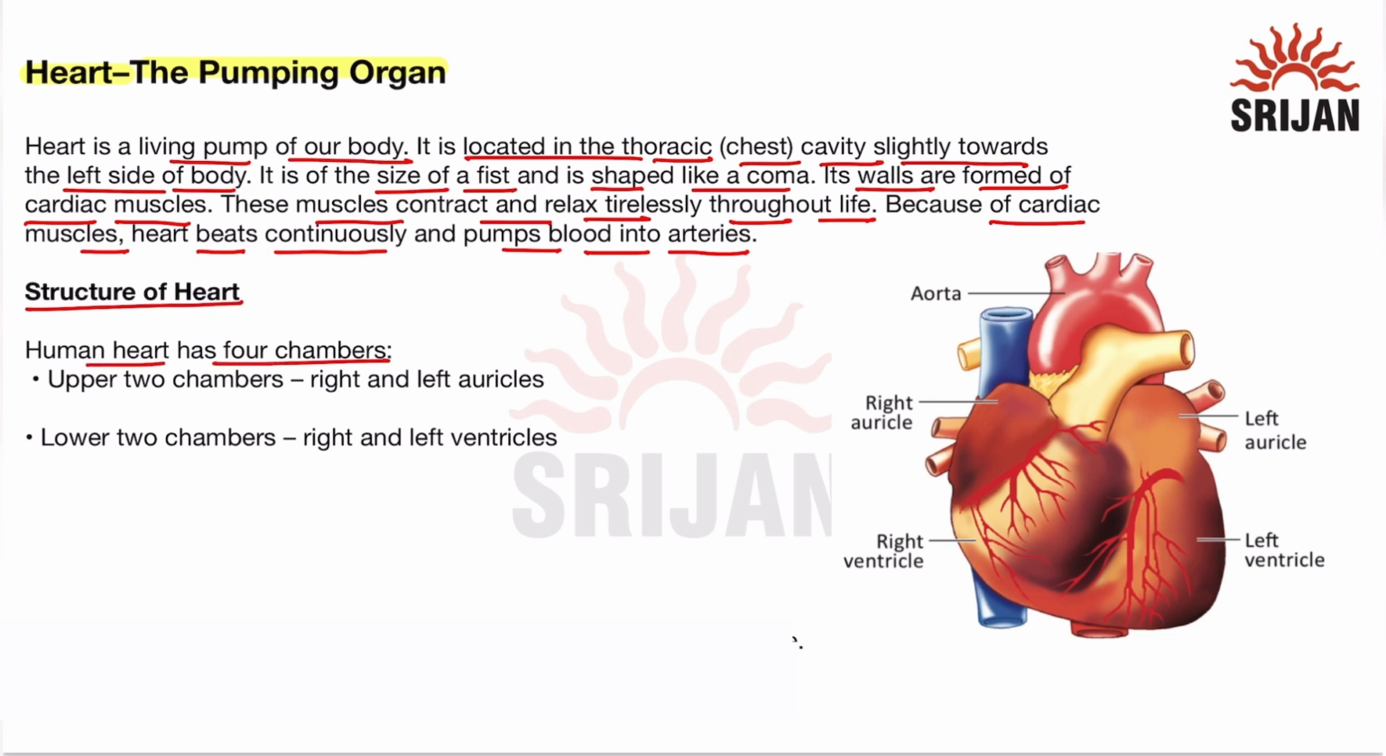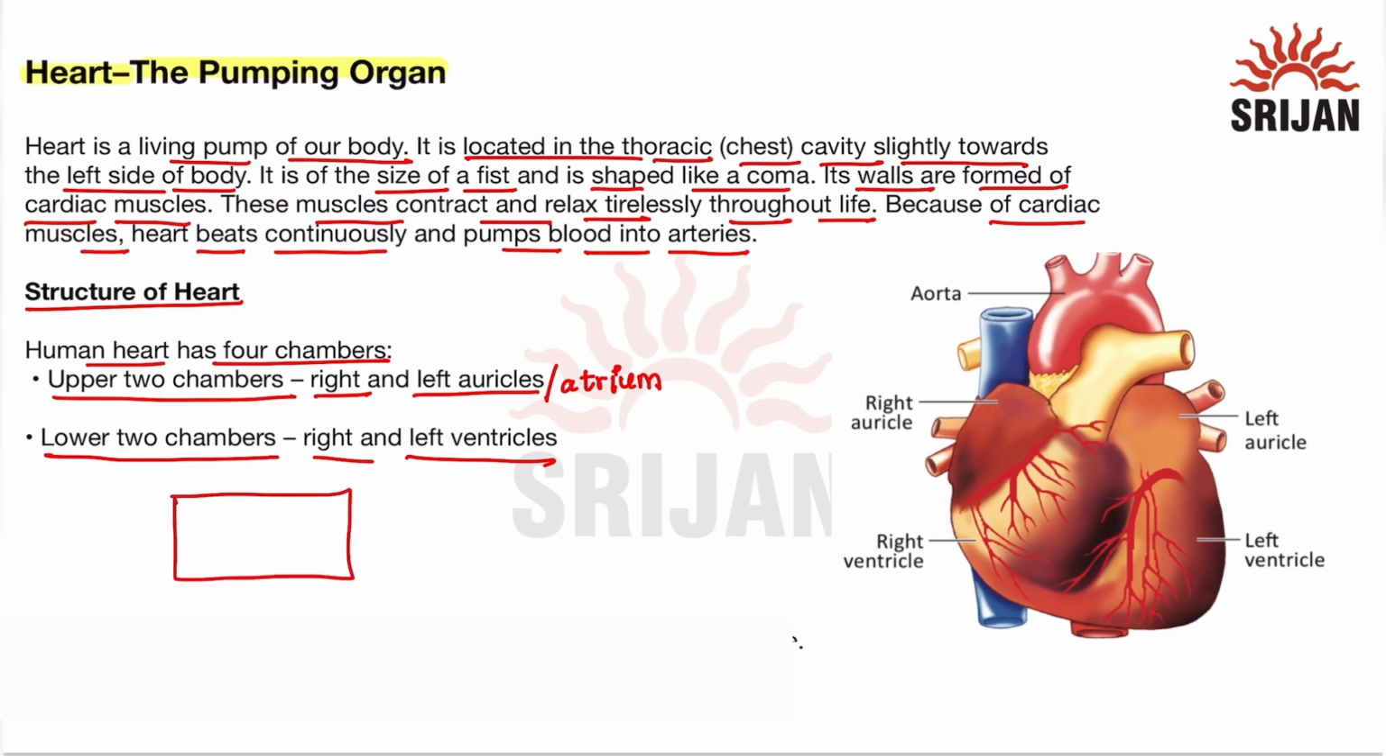Now let us read about the structure of heart. Human heart has four chambers. The upper two chambers are right and left auricles. Auricles are also known as atrium. So we can say right and left atrium, and lower two chambers which are right and left ventricles.